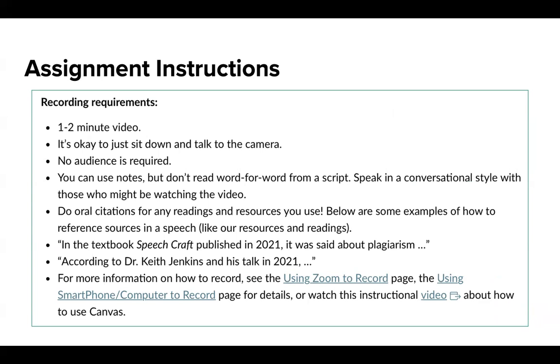You can use notes, but try not to read word for word from a script. So you can write a script down, but you wouldn't want to read it like a robot, basically.